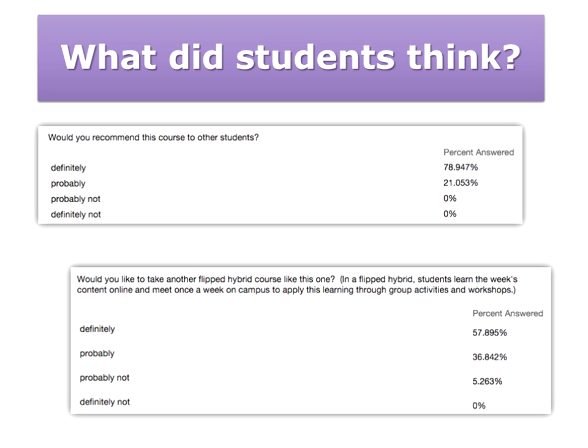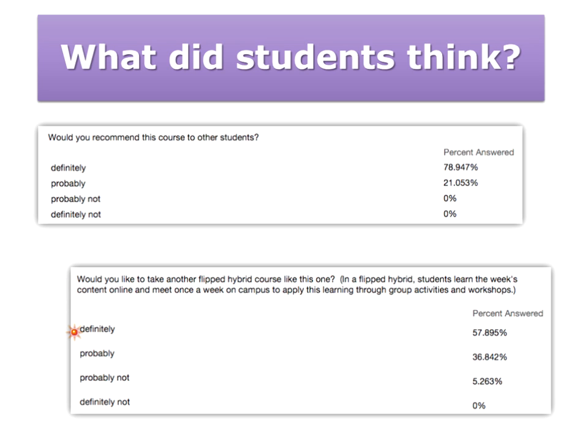The first one was, would you recommend this course to other students? Between definitely and probably, I got up to 100%, which I thought was pretty good. The second question, would you like to take another flipped hybrid class like this one? And I reinforced in the parentheses, in the flipped hybrid, students learn the week's content online. They meet on campus, in our case once a week, to apply the learning through group activities and workshops.